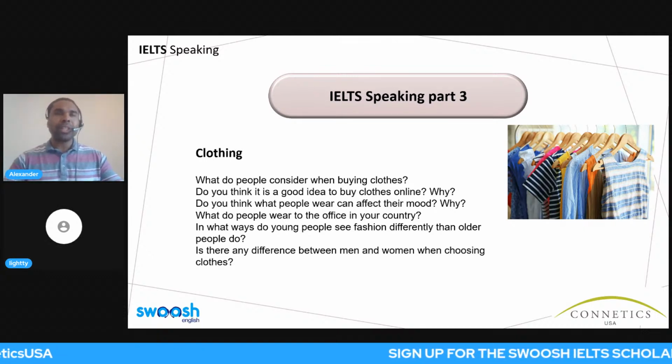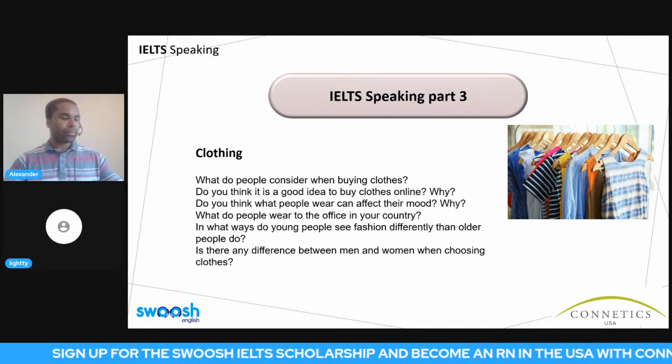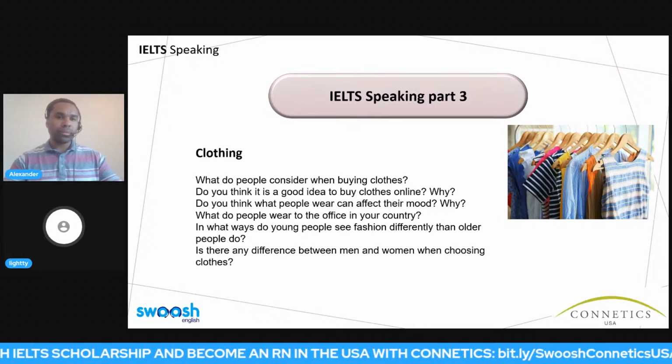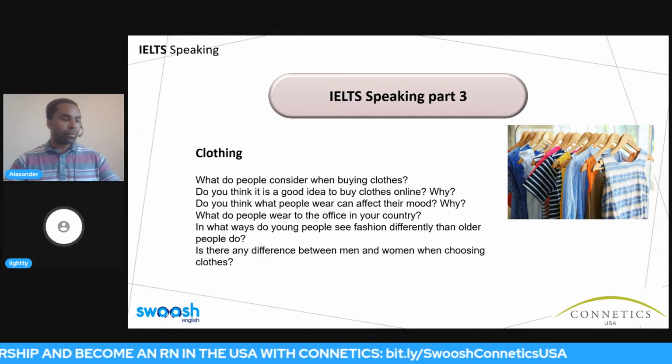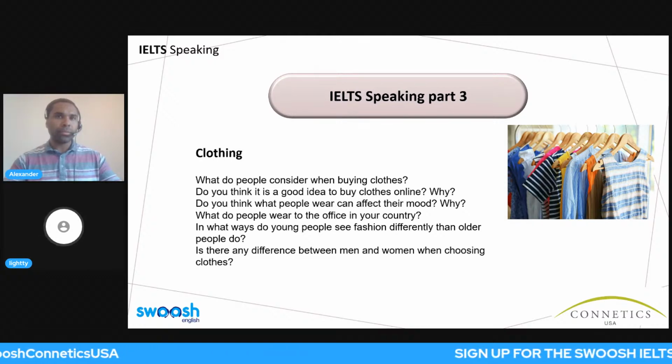Okay. And how do younger people treat fashion differently to older people? I think nowadays most of the people are more fashionable and they're following the fashion trends. But the older generations always prefer to follow their traditional dress.